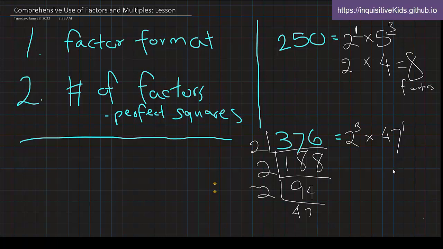Now let's find the number of factors for 376. Well, we take the exponents of each of these prime factors, and 3 plus 1 is 4. 1 plus 1 is 2, so we get 8 factors as well.